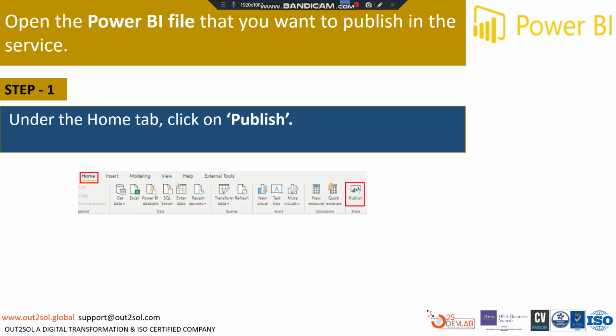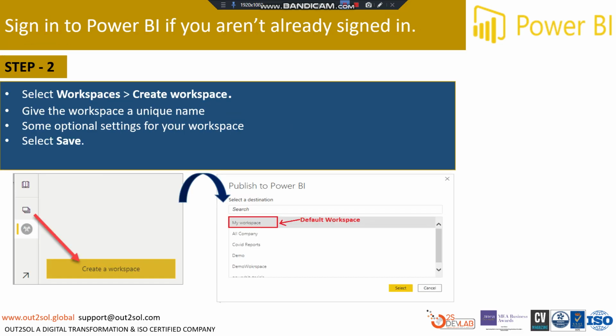The first step is that you have to open your Power BI report, and in the top bar menu you can see the publish button. After clicking on the publish button, you are required to sign in to your Power BI service account. Then you have to select your workspace, or if you don't have any workspace, then you have to create one for your specific report.